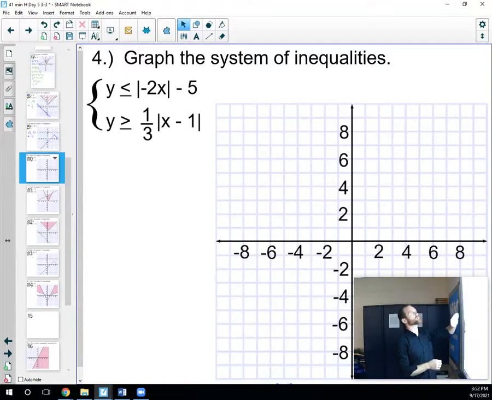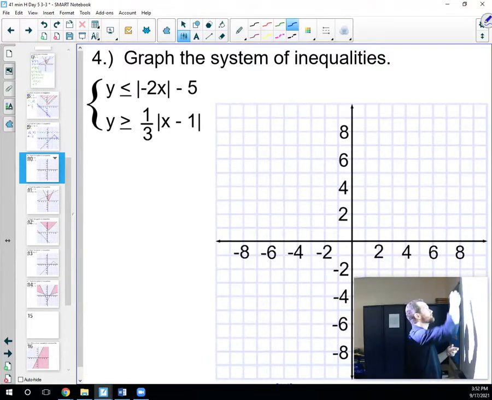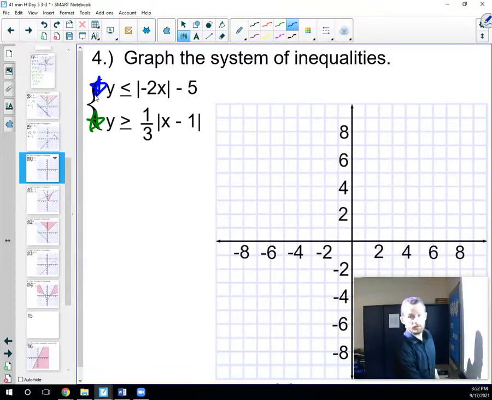All right, just one more to go. Let's take a look at number 4. It's color-coded, blue and green. As soon as you see this, you got to think, oh, I see 2 absolute values, so we're going to have 2 V's for this one.